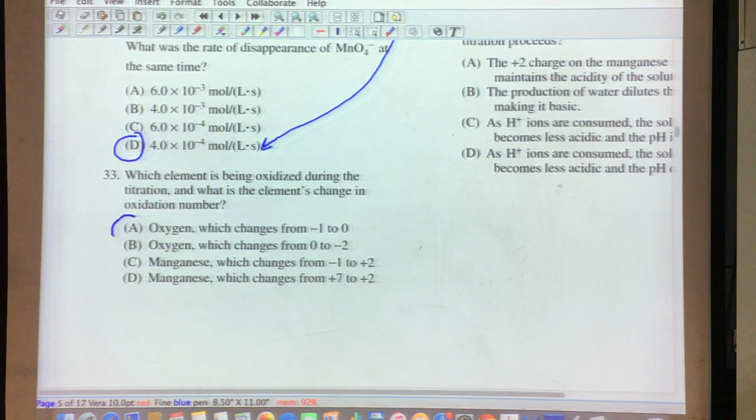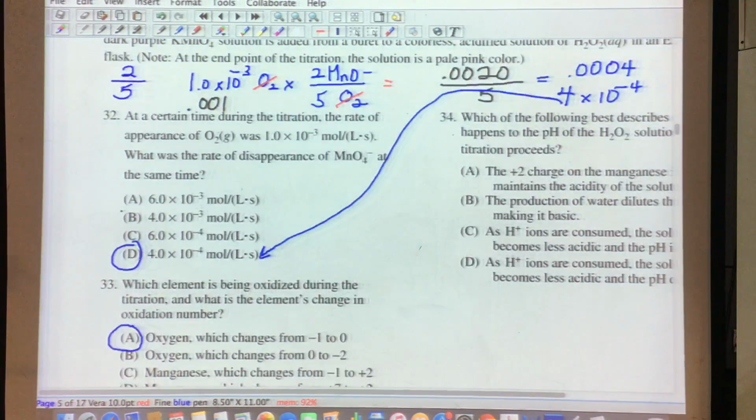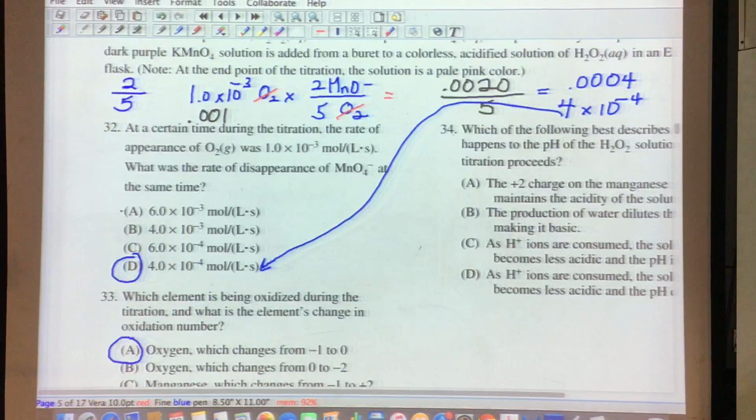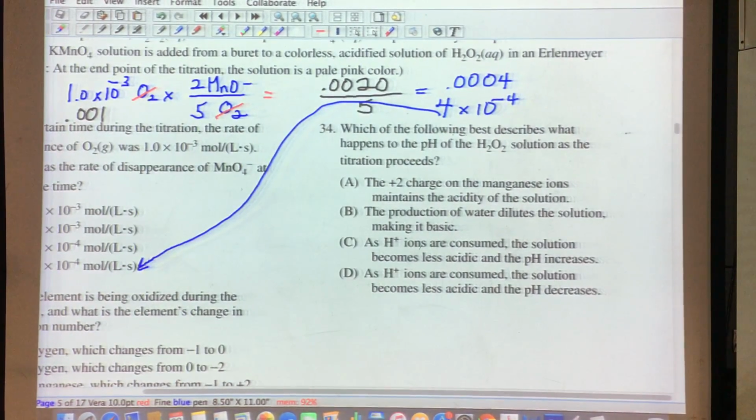Or if we're learning this, okay? 34. Which of the following best describes what happens to the pH of the H2O? I can do this. Okay. Now, what's happening to the pH? Well, what's happening to me here? I can't move this baby. Okay. So what's happening to the pH?